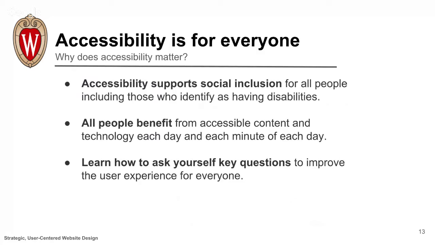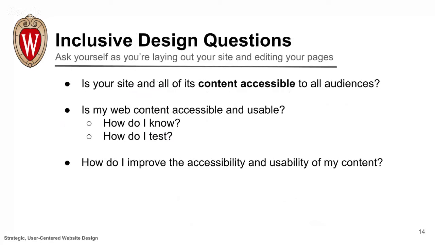So people benefiting from accessibility come in many, many forms, from what feels like convenience to what feels like major access barriers. Eliminating those things, making things easier and more convenient each minute of each day is really important, because each of those things really aggregate into affecting people's lives. So we want to teach you how to ask yourself some key questions that help to improve the user experience for everyone.